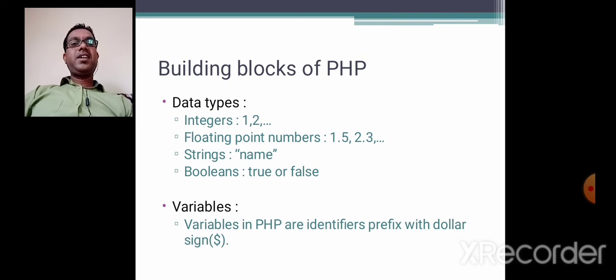Here the examples are given. Integers are like 1, 2, floating point numbers 1.5, 2.3, strings are encoded in double quotes, and boolean means true or false. Variables, as I have told you before, are identifiers in PHP prefixed with a dollar sign.